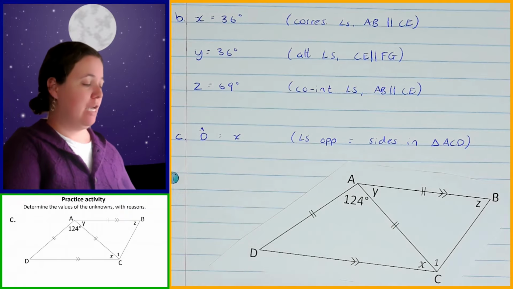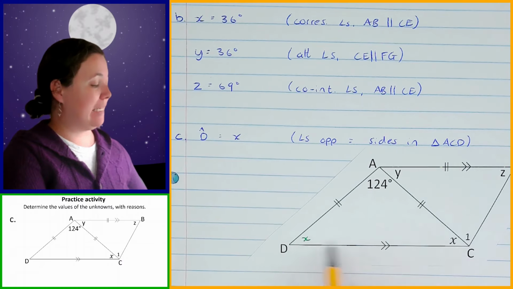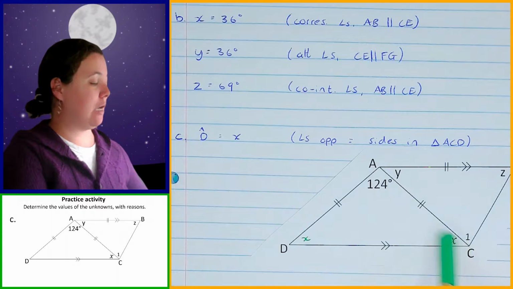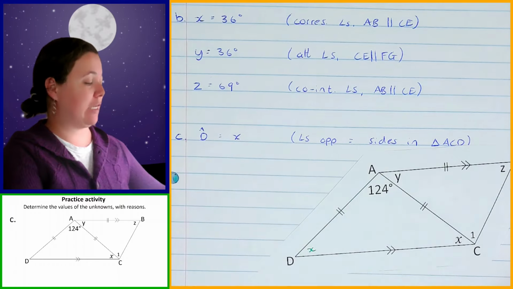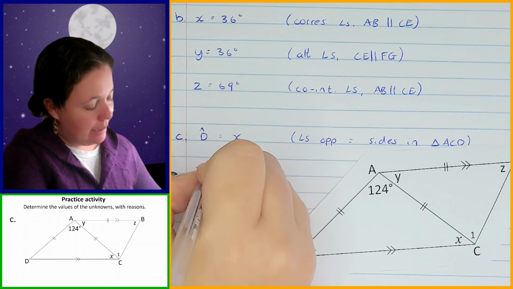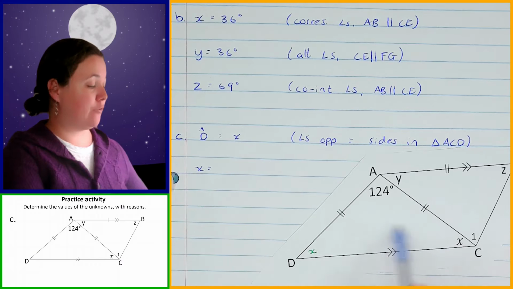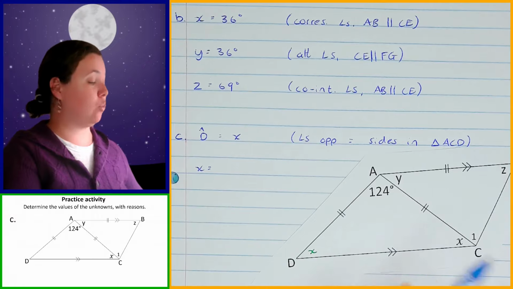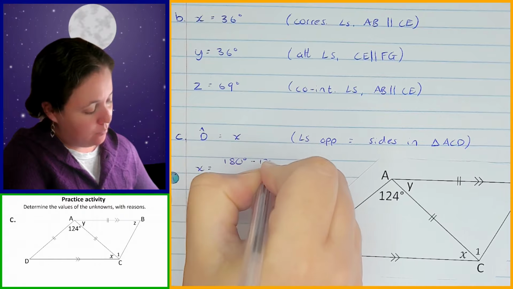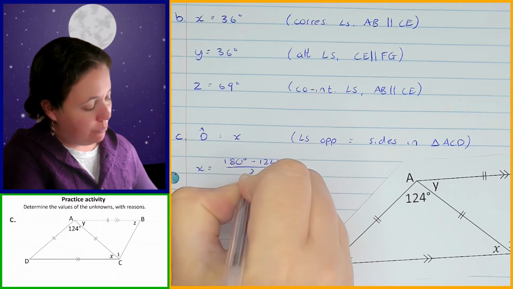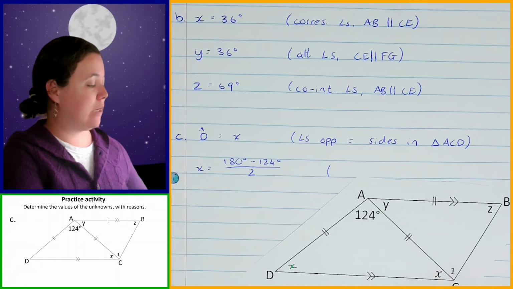Okay, so now I know that this over here is X, which means that I can now work out what X is because these angles are inside the triangle. So I can use the sum of the angles of the triangle. So I can say that X is equal to 180 minus 124 to get what is left over for these two, and then I divide by 2 to find out what one of them is. So it's 180 minus 124, all divided by 2. And the reason I can say that is because of the sum of the angles in triangle ACD.